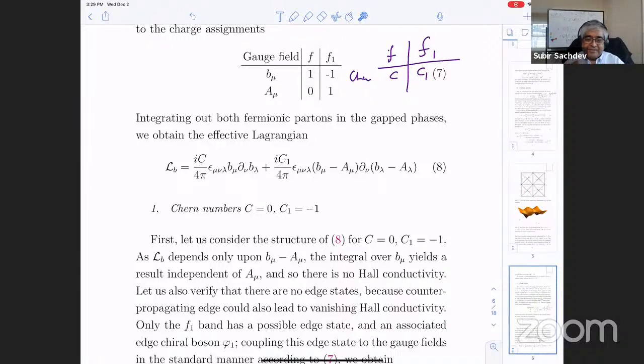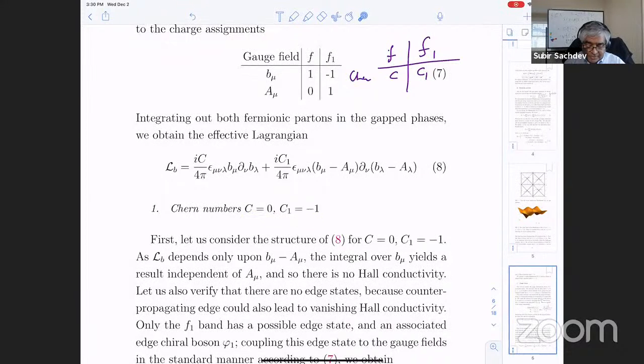But this is not sufficient, strictly speaking, in this game. We have shown that there is no Hall conductivity, but we also have to show there's no thermal Hall conductivity, or in very fancy terms, there's no gravitational anomaly. But in pedestrian terms, we have to show there are no edge states. So we have to just turn the same crank and verify there are no edge states when the Chern numbers have this value.